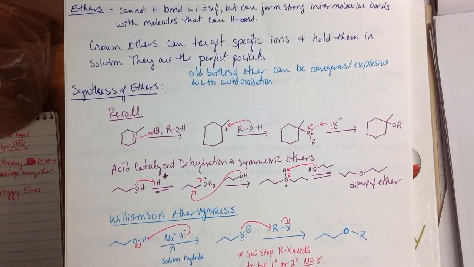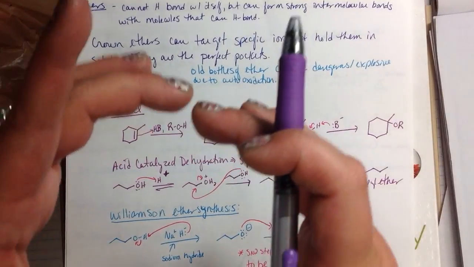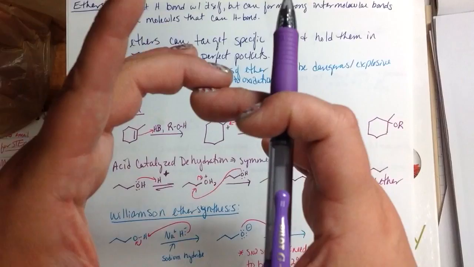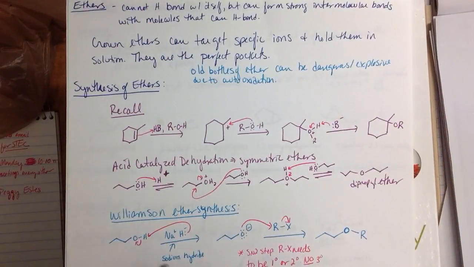So crown ethers have a specific number of oxygens with some stuff around them, and they act like a cage, and different size cages will hold on to different types of metallic ions. So that's what we use sometimes as well.